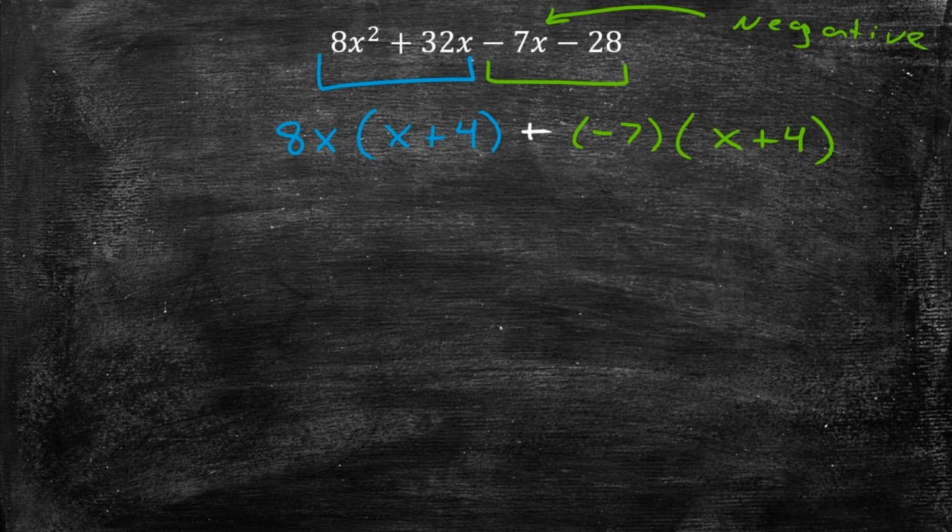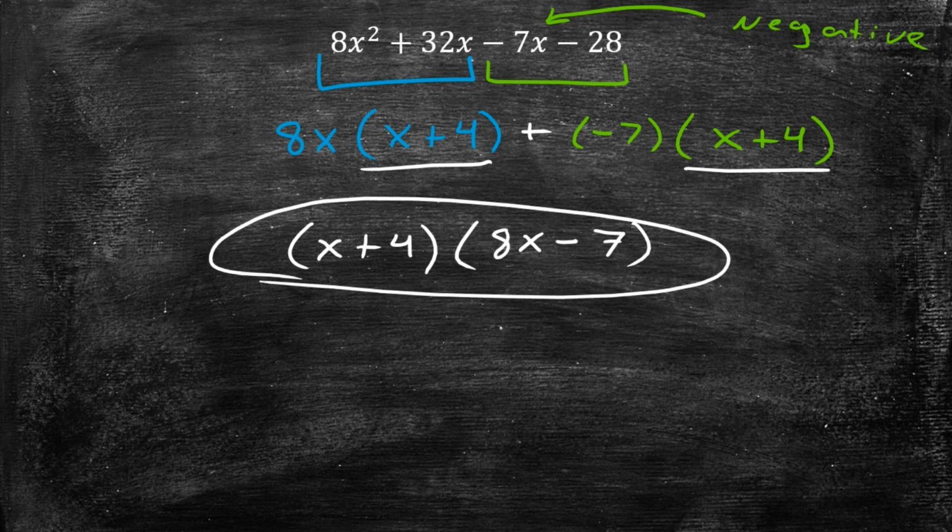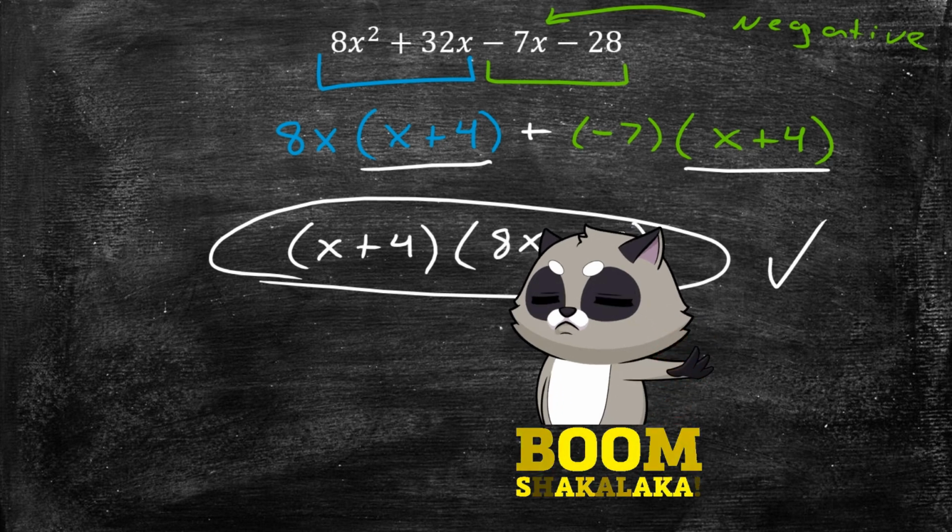Okay, so now we're going to factor out x plus 4 from both of those because we have that in common. So when we do that, what we get is x plus 4. And then we just write down what we have left. So we have 8x minus 7. All right, so this right here has been factored. That means this example is complete.